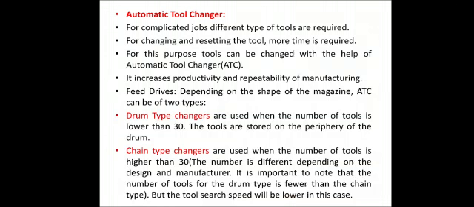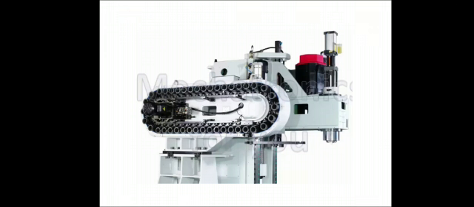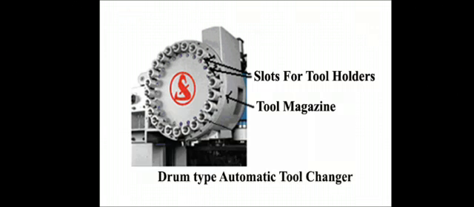The next one is automatic tool changer. For complicated jobs, different types of tools are required. For changing and resetting the tool, more time is required. For these purposes, the tool can be changed with the help of an automatic tool changer. It increases the productivity and repeatability of manufacturing.